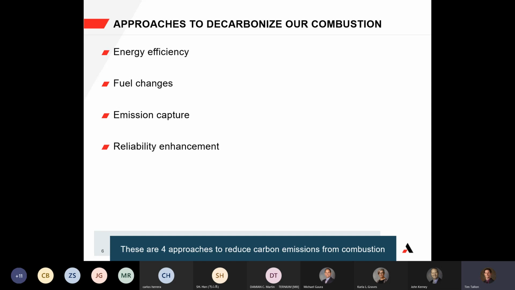Now, from a very high level, when we look at decarbonizing combustion processes, there are 4 main ways that we can decarbonize, and that's energy efficiency, fuel changes, emission capture, and reliability. And we'll go into all 4 of these in greater detail later on in this presentation. But I just want to highlight these 4 because these are the primary focus for our discussion today.